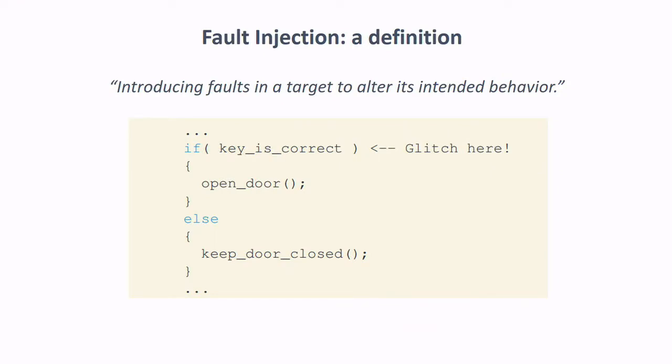So when we talk about fault injection, we talk about changing the intended behavior of a target using faults. For example, if you look at this code snippet, which is used to open a door based on the validity of a key, using fault injection, it is possible to change the intended behavior of this conditional statement in order to open this door with an incorrect key. And this makes you wonder, how can we introduce those faults?